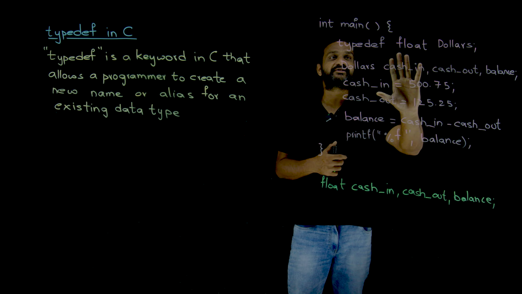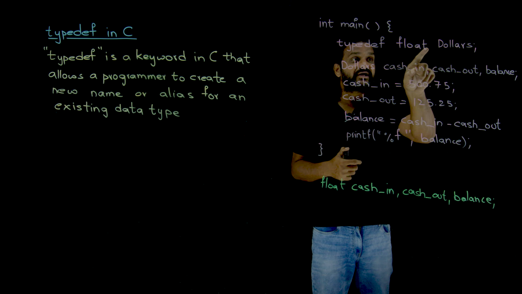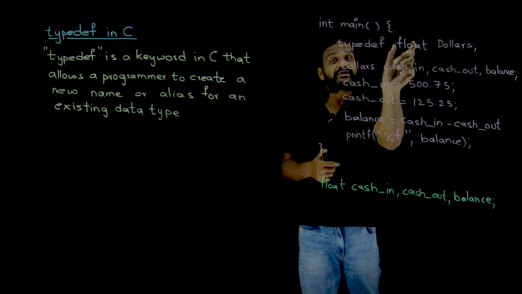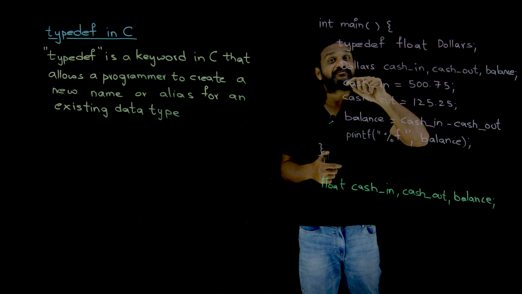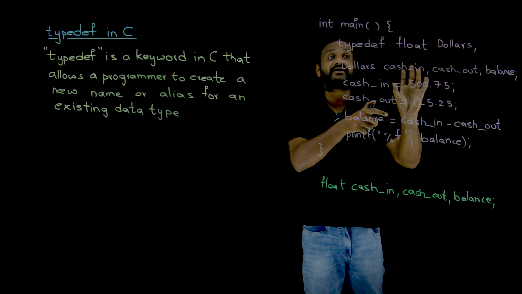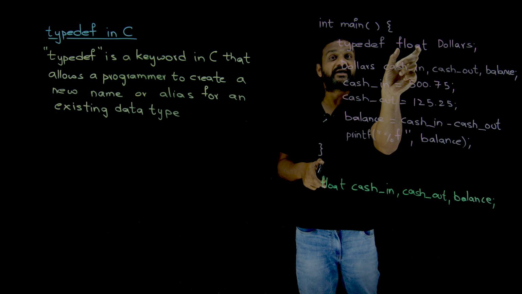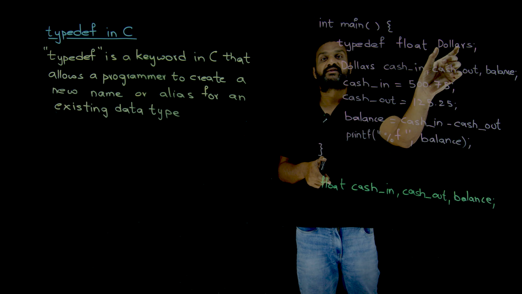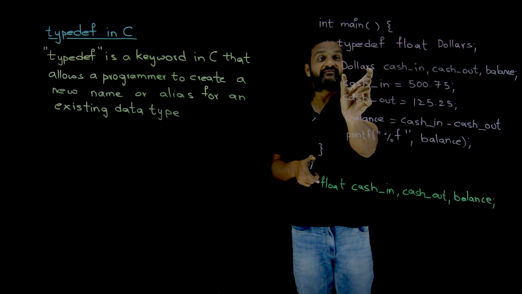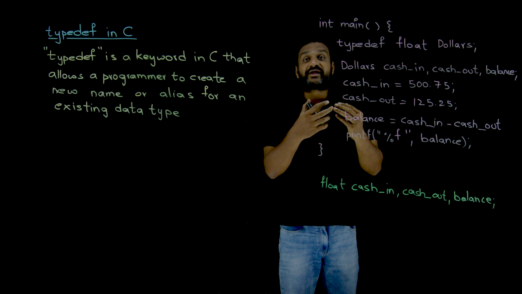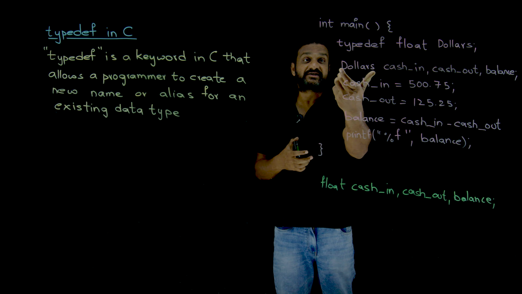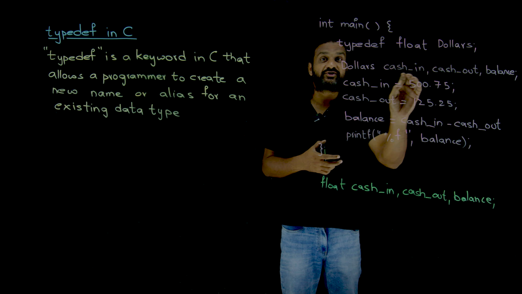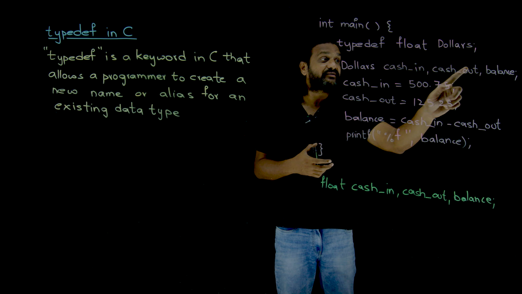So let's understand by using this example. This is how typedef is used. Typedef is the keyword. And what is the existing data type that I am trying to give a nickname for? It is float. Now the name that I am giving for this float from now on is dollars. So whenever I want to create variables of this dollars type, which is float type, this is how I declare. See, I am creating three variables. Don't get confused.